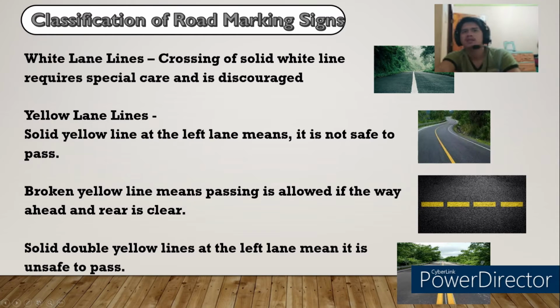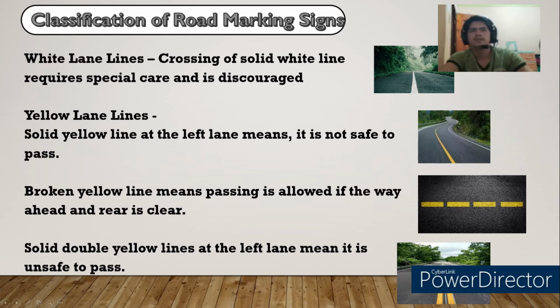Next is the broken yellow line. Means passing is allowed if the way ahead and rear is clear. As what I have said kanina, no? Solid yellow lines indicate that the traffic is going in different direction. So in broken yellow line, you may overtake or cross them when it is safe to do so, and it separates traffic along multi-lane road.